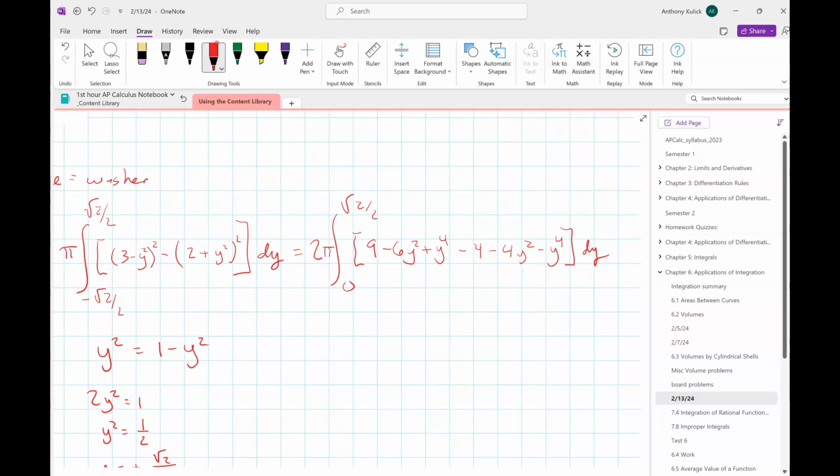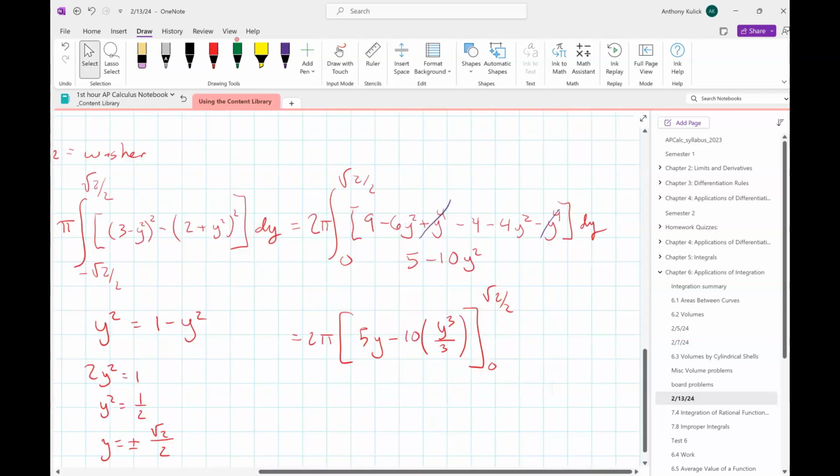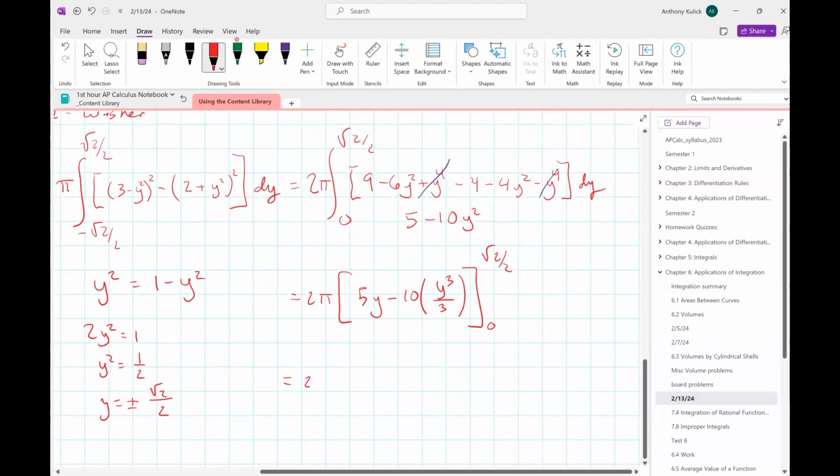So along the way, I'm going to FOIL that stuff out. Those guys cancel out. And when I combine like terms, I have 5 minus 10y squared. And then from here, we're just stuck doing terrible grinding, it seems like.